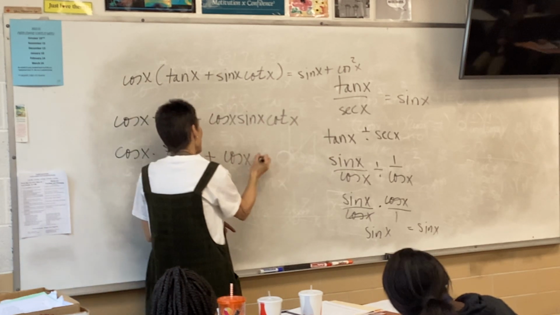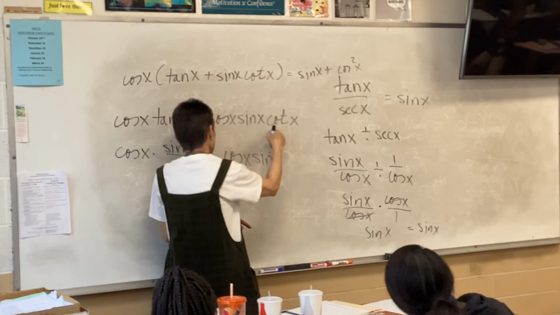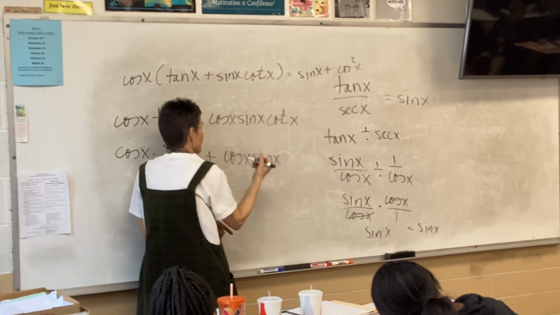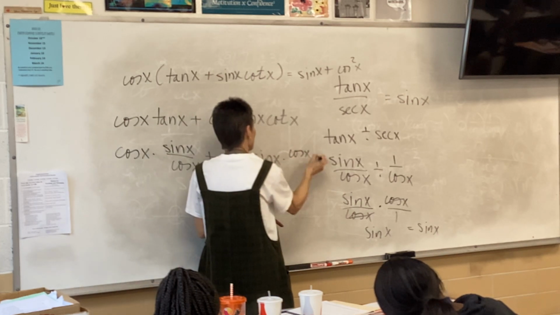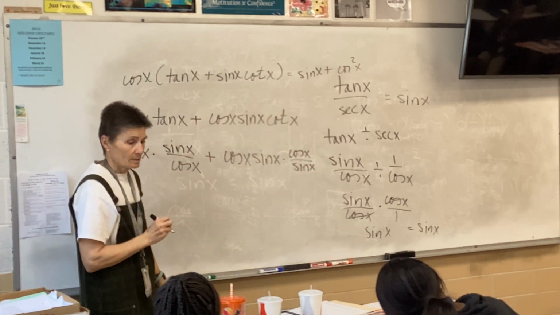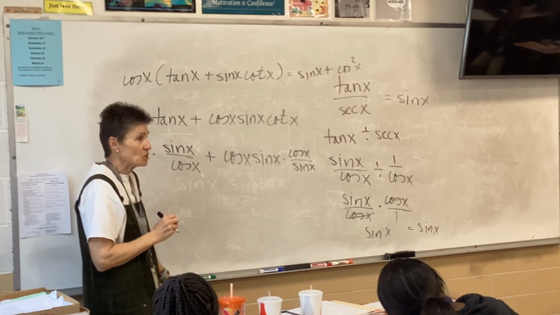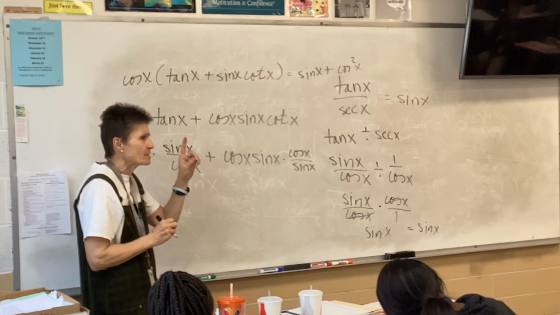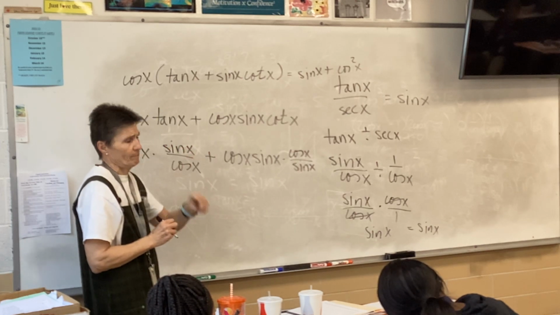And then what about cotangent? Let's go ahead and change that one too. That's cosine over sine. Now don't you dare say, but that's not on my sheet. It doesn't need to be on your sheet. It's the reciprocal of the tangent.